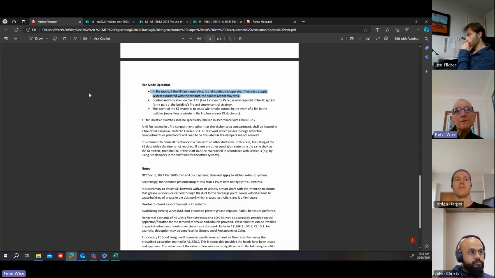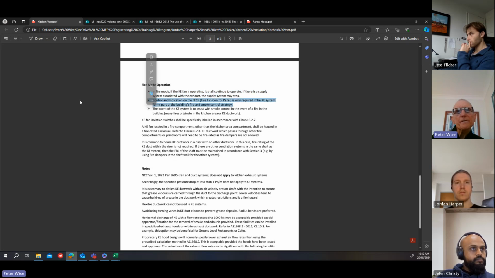If there's a supply system associated with the exhaust, that can stop because that will help to create a negative pressure in the kitchen area. Kitchens are probably one of the major sources of fires in buildings for obvious reasons. You've got flame, you've got heat, you've got grease, and you've got air. So it's a potentially dangerous system, and by allowing the kitchen exhaust fan to continue to run in a fire, you're helping to take the smoke out anyway, so that people can escape safely, which is the main purpose.